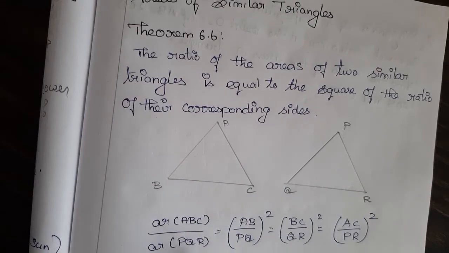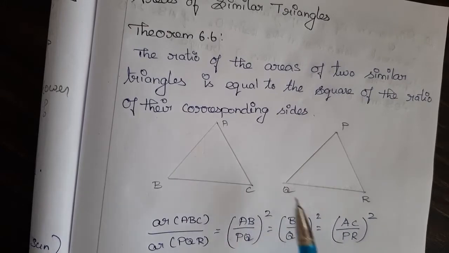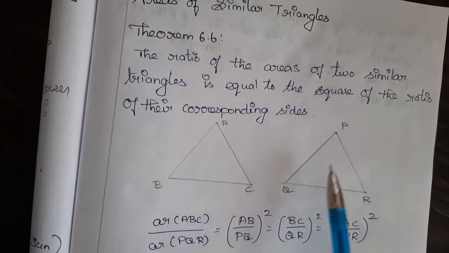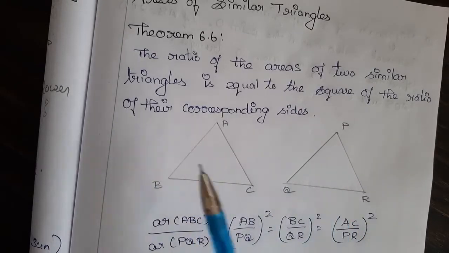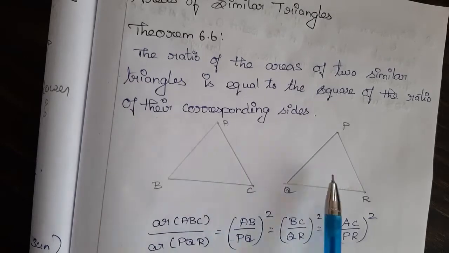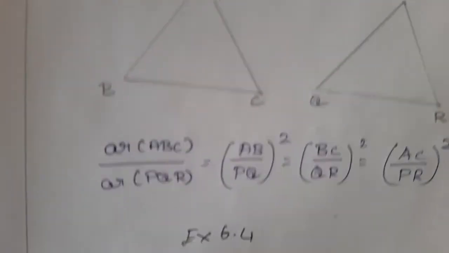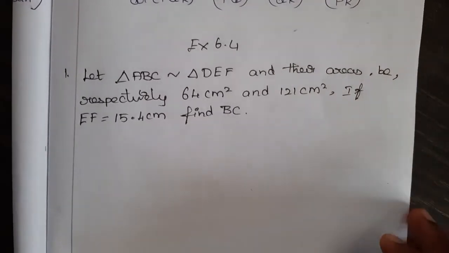If they are similar, then the ratio of areas equals AB by PQ the whole square, or BC by QR the whole square, or AC by PR the whole square. If any corresponding sides are given, then we can find the ratio of the areas of both triangles. Clear, children? So here we go for the problem.